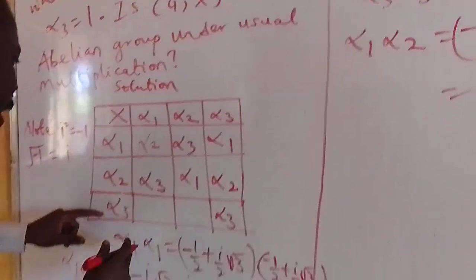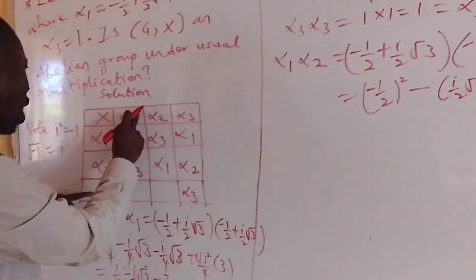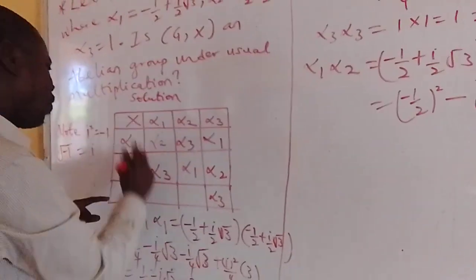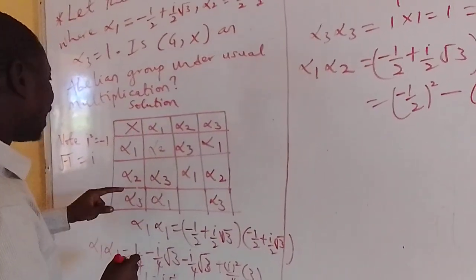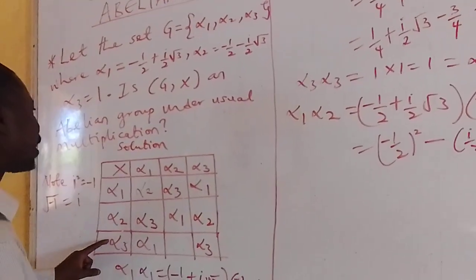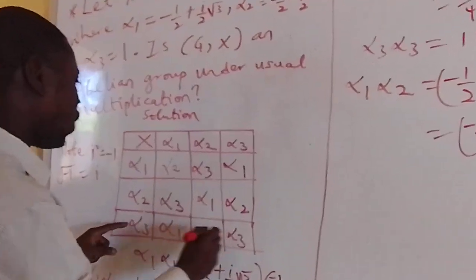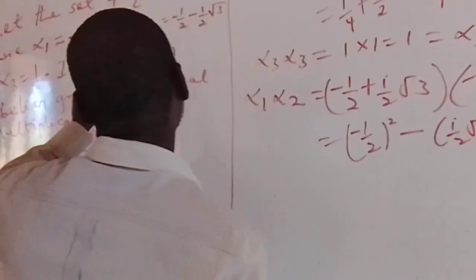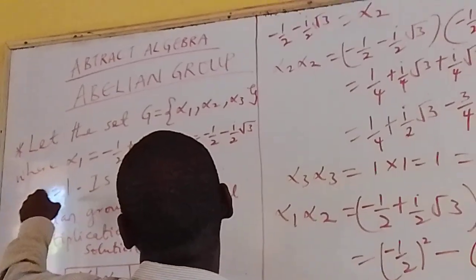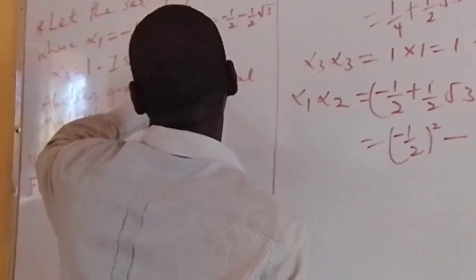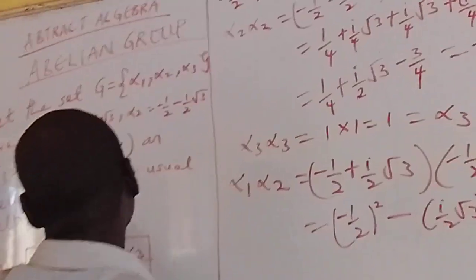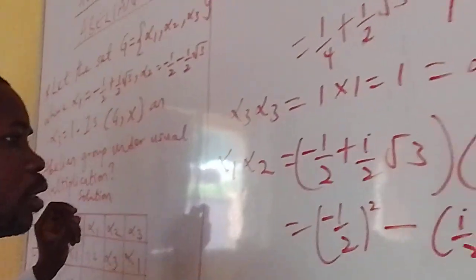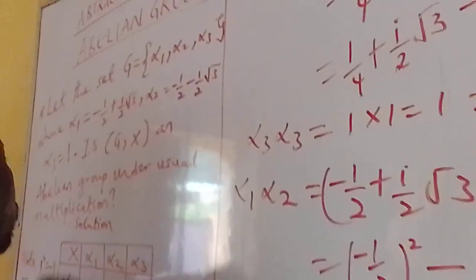Then let's complete this. Alpha 3, alpha 1. Alpha 3 is 1. 1 times alpha 1, nothing will change. Then alpha 3 times alpha 2 is also alpha 2. We successfully completed the operation table. Now, the question says, is G, multiplication an abelian group under usual multiplication? So that is what is left for us to prove.